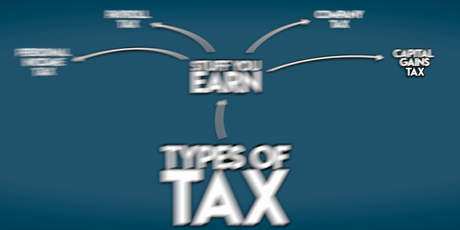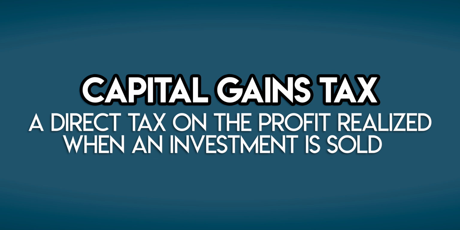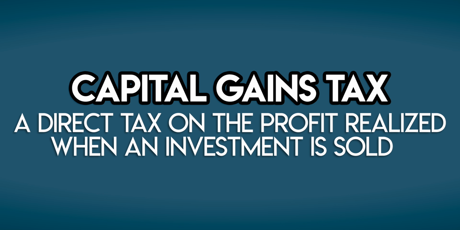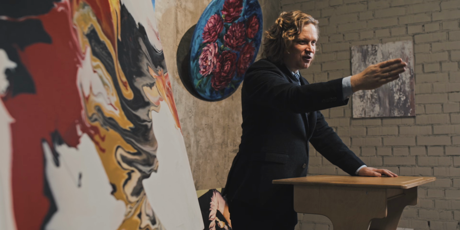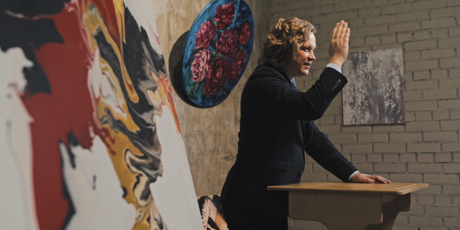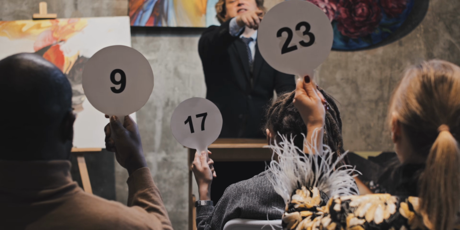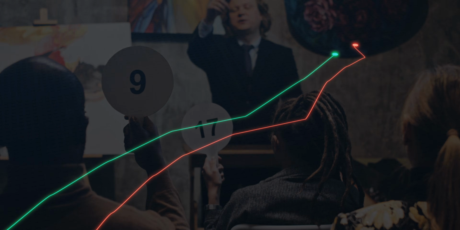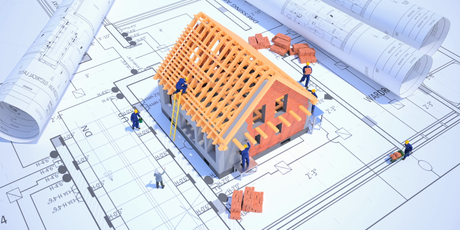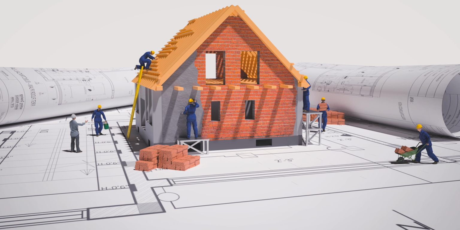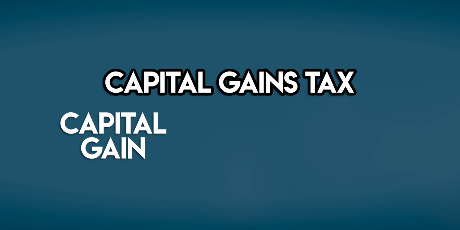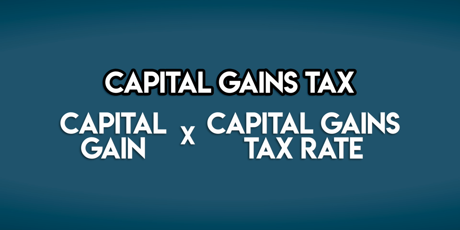But wait, there's more! We also have capital gains tax. Capital gains tax is a direct tax on the profit realised when an investment is sold. Individuals and companies both pay capital gains tax when they sell a long-term asset for a higher price than they bought it for. The asset might be shares, bonds, or real estate, but it normally excludes primary residences for individuals. We can work out capital gains tax by multiplying the capital gain by the capital gains tax rate.